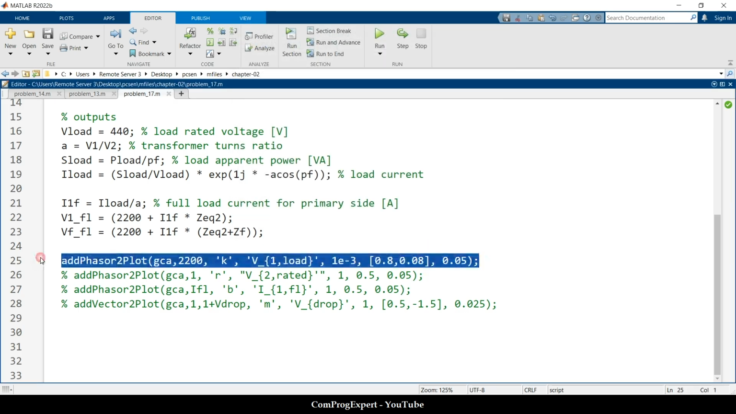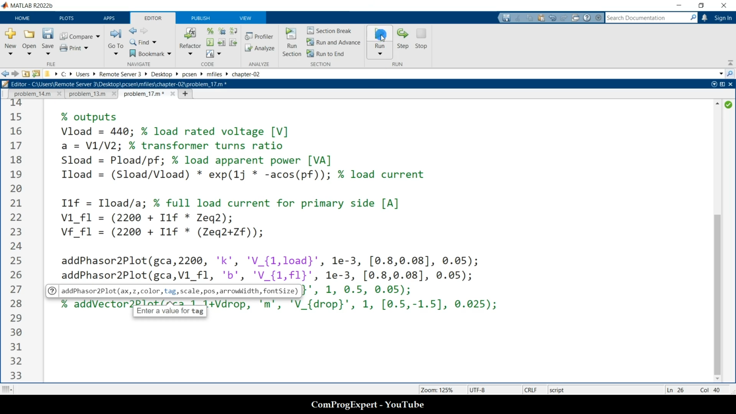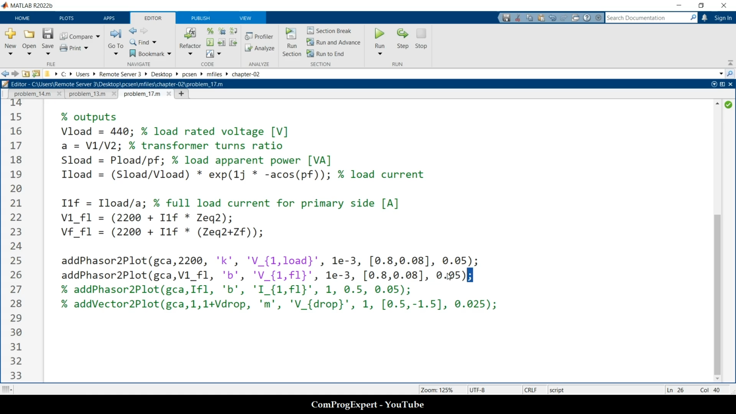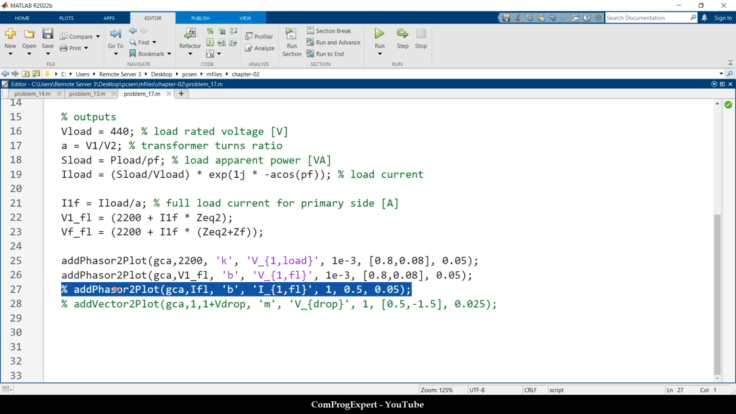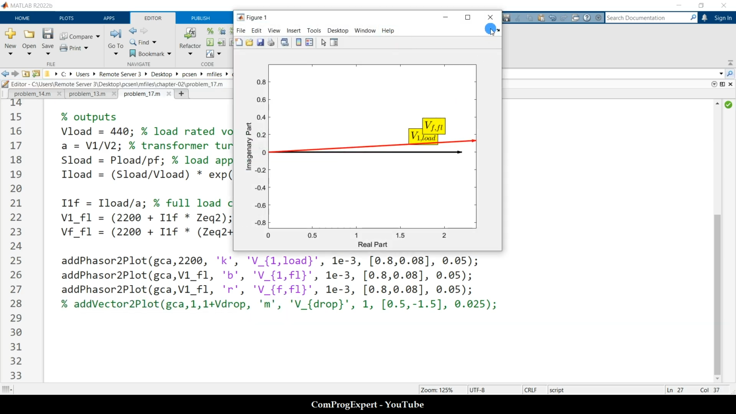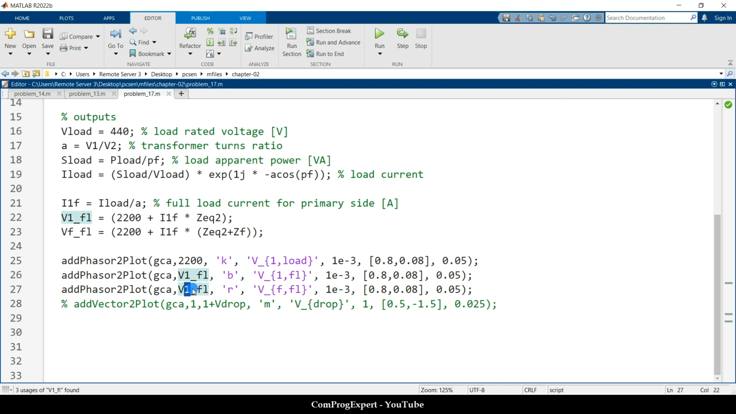The next one, let's generate this with another color. The V1 full load. This is V1 full load. Then we have the feeder voltage, red. This is the feeder voltage full load. Okay, so this is the feeder. Yes.